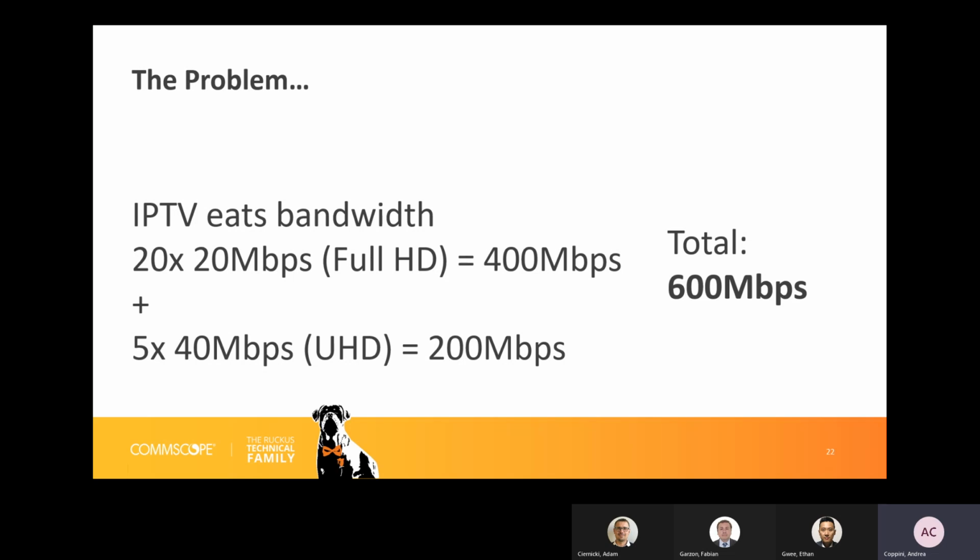So in this example, I just took an example where we have 20 channels which are full HD and then 5 UHD or 4K channels. That's a total of 600 megabits. And that 600 megabits is continuous. That's continuous traffic being thrown at your network.